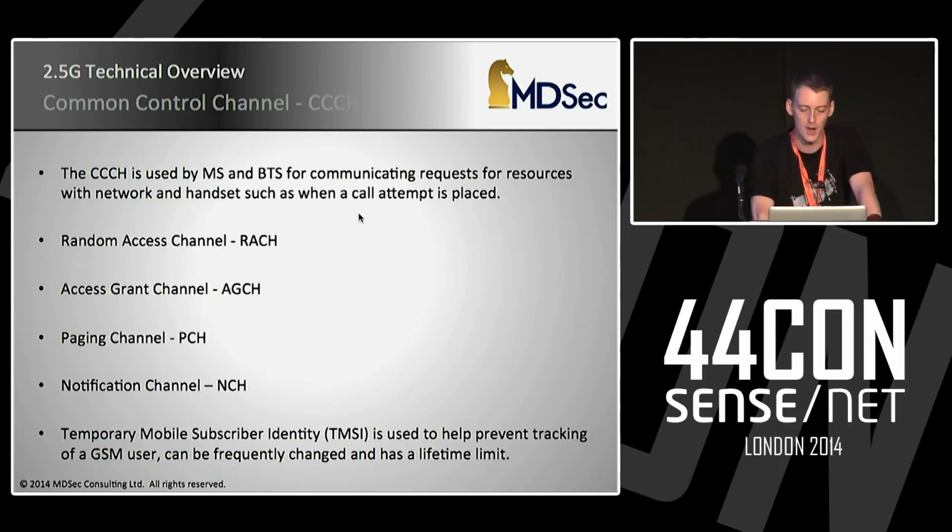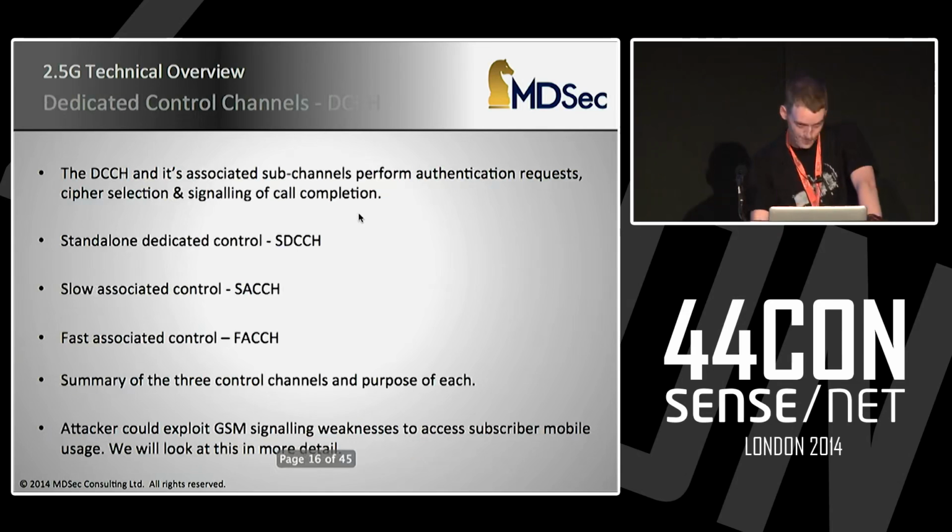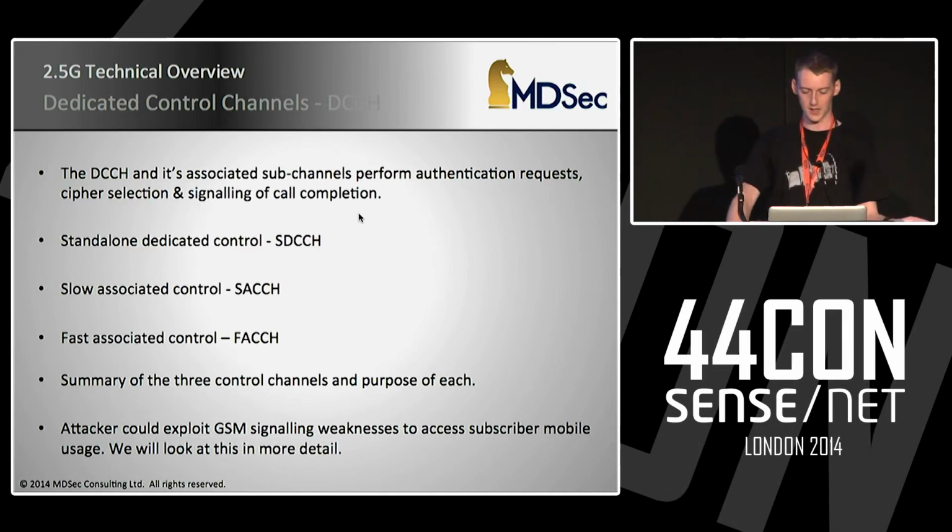There's also the temporary mobile subscriber identity, which is used to help prevent the tracking of a GSM user, that can be frequently changed by the BTS. It usually has a configurable lifetime, so it's assigned to you and eventually will expire and you'll be given a new one. There are the dedicated control channels, the DCCH and its associated subchannels, which are used for authentication, cipher selection, and signaling of call completion. And this has a breakdown of dedicated control, associated control, slow associated control, fast associated control. And these basically are used for this authentication, selection, and signaling that the call has been terminated.